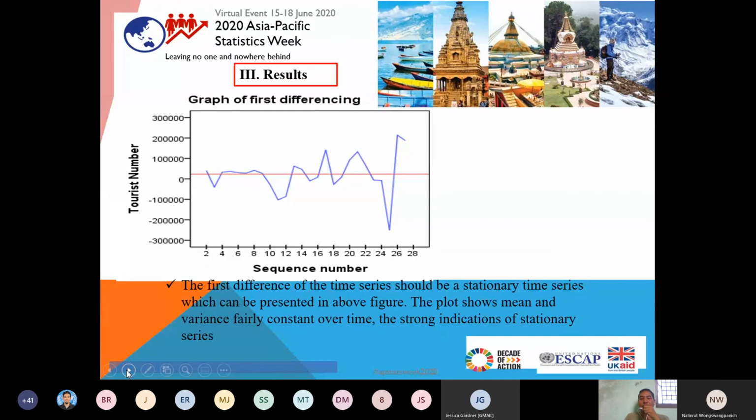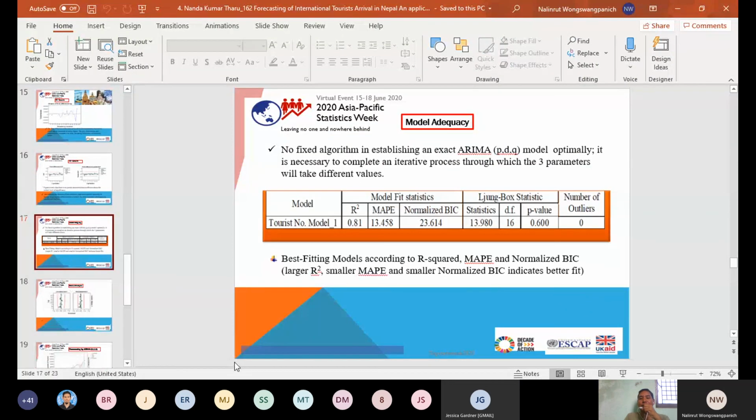Here, the model's accuracy: R square is 0.81, mean absolute percentage error is 13.48, normalized BIC is 23.6. There are so many models. We have to take different possible values of P, D, and Q. We get different possible models, but we have to select among them based on R square, MAPE, and normalized BIC. When R square is greater, MAPE is smaller, and normalized BIC is lesser as compared to other models, then it is the best model.